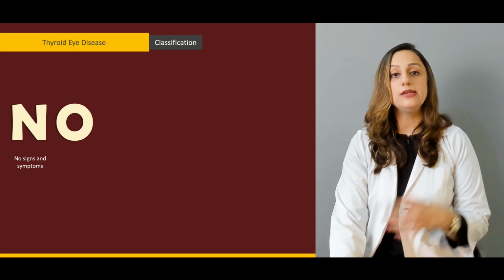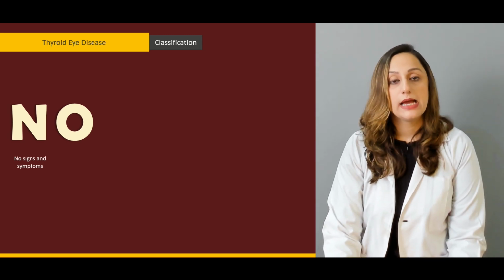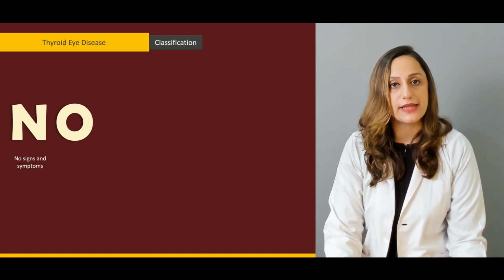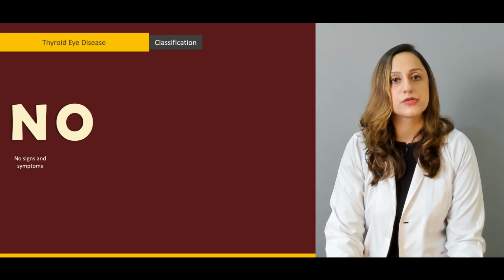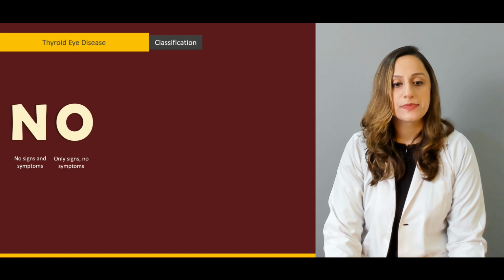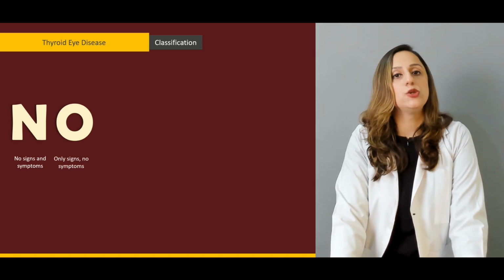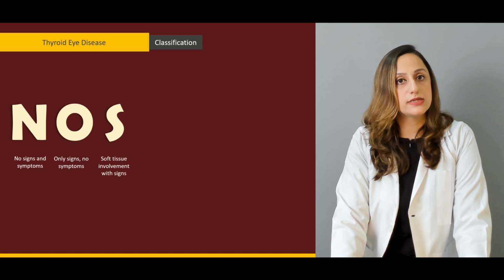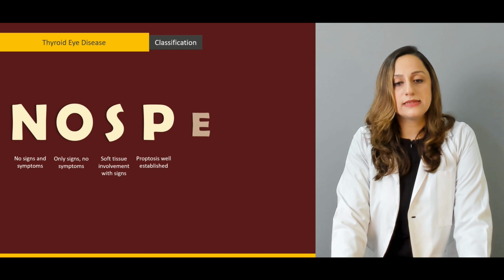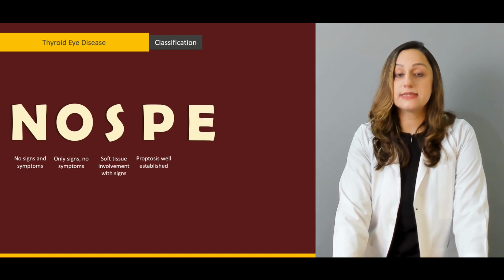There is a classification that is given to the thyroid eye diseases, and we usually call it the NO SPECS classification. Now, what basically happens is this is irrespective of the thyroid hormone levels, and it's depending upon the clinical presentation of the patient. The N stands for no signs and symptoms. The O stands for only signs and no symptoms. S over here stands for soft tissue involvement with signs. And then we have proptosis, which is well established.